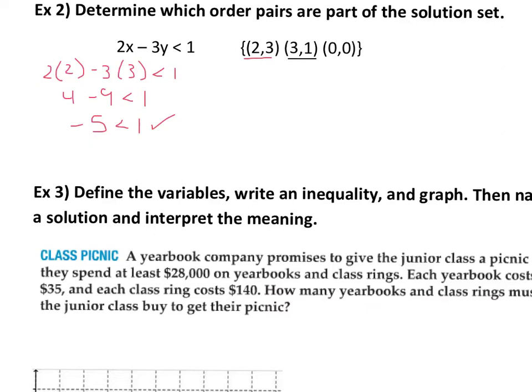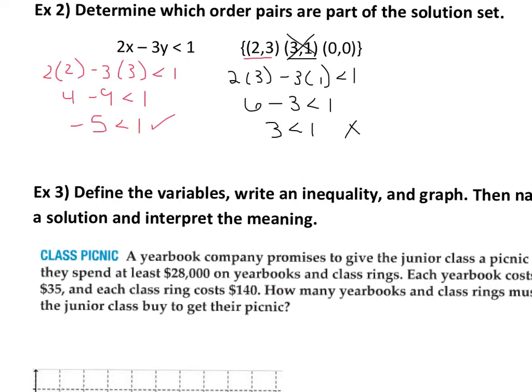We're going to do 3, 1. So again, I'm going to plug in the 3 to the x position and the 1 into the y position. So I've got 2 times 3 minus 3 times 1 is less than 1. So 6 minus 3 less than 1. 3 is less than 1. Okay, now in this case, this one does not work. 3 is not less than 1, so I'm going to throw this out. This is not going to be part of my final answer.